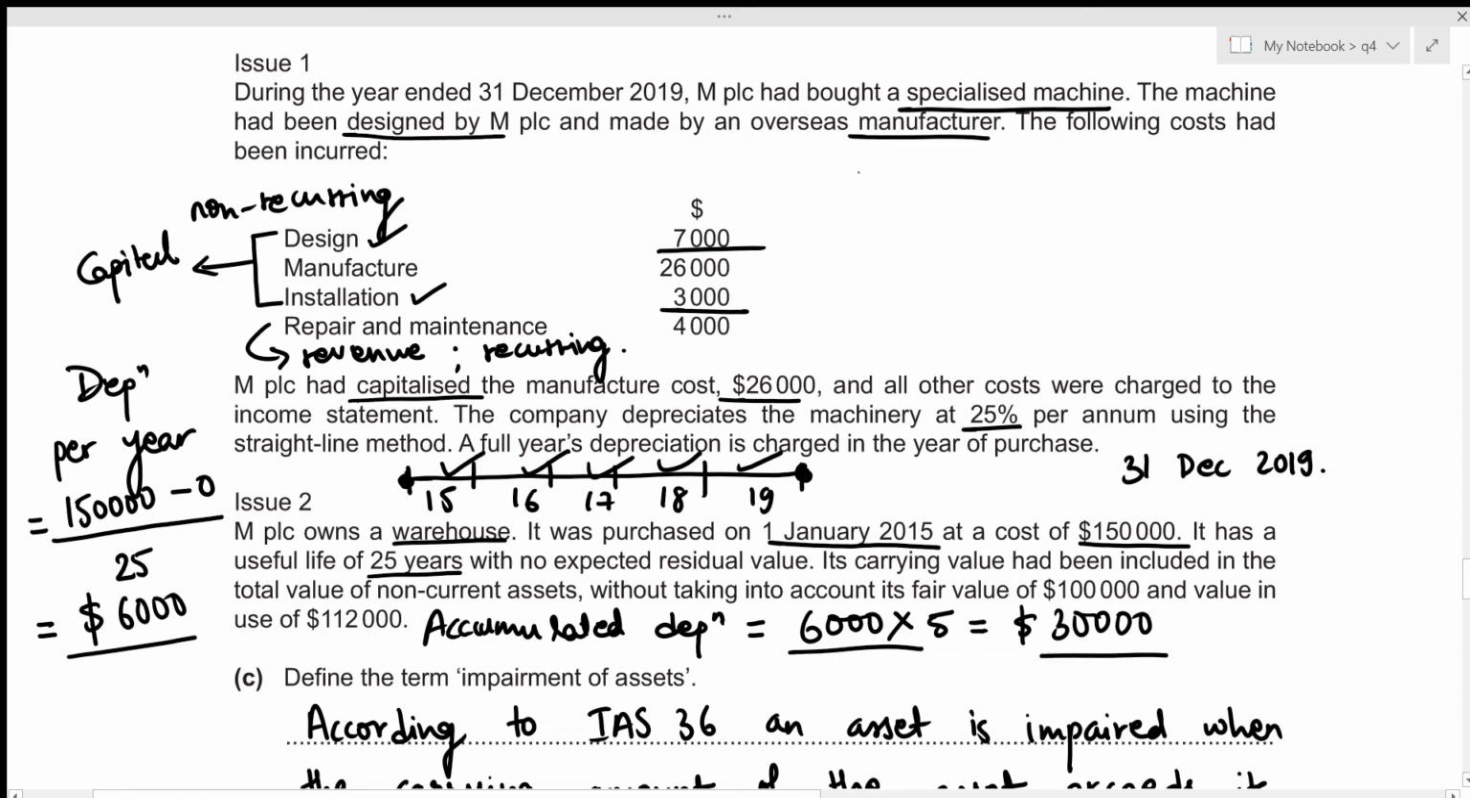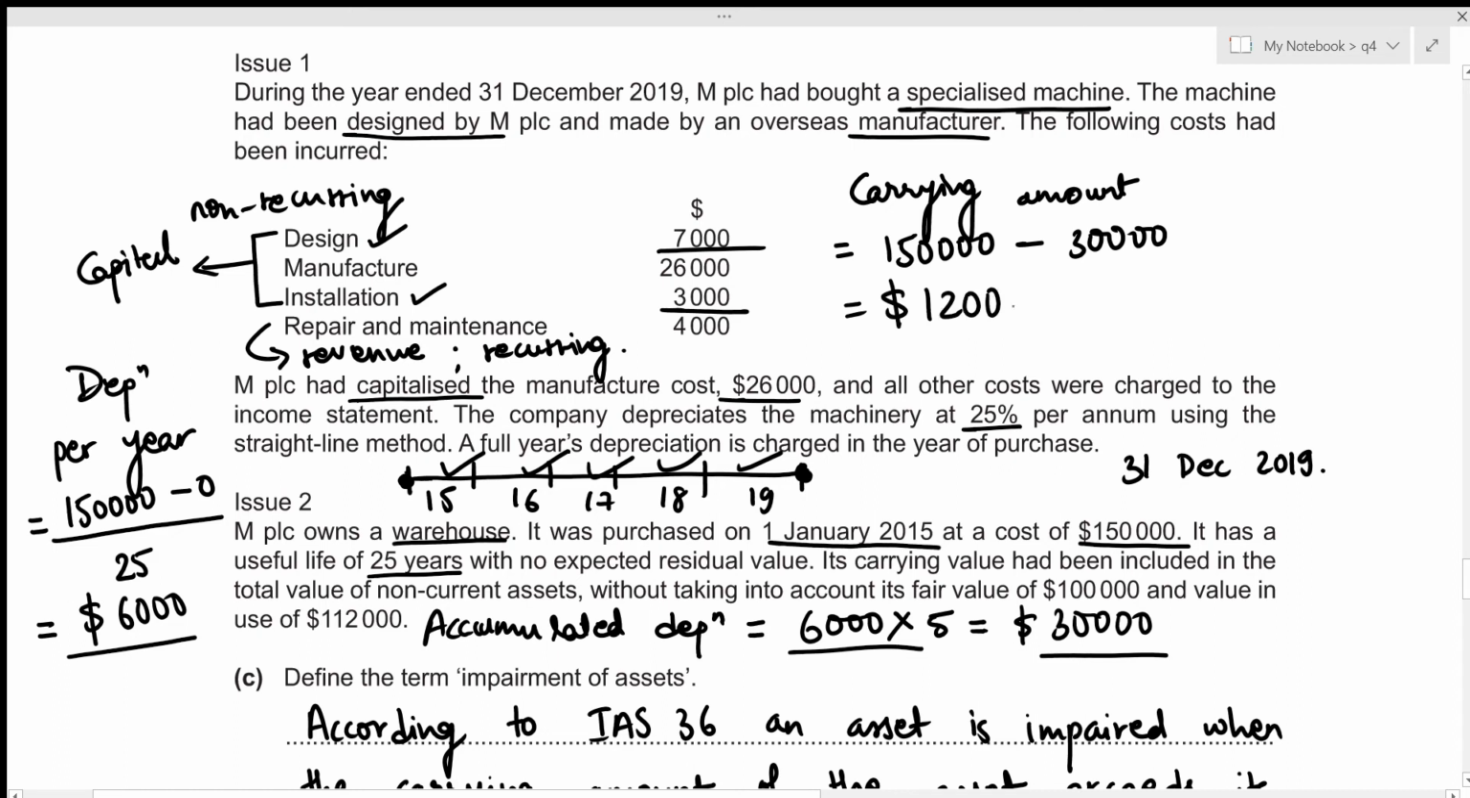Now we can figure out our carrying amount. Carrying amount is just the net book value, which means that we need to subtract our accumulated depreciation from the cost. We have the cost of 150,000 and our accumulated depreciation of 30,000, which gives the carrying amount a value of 120,000. Okay, and its carrying value had been included in the total value of non-current assets without taking into account its fair value of 100,000 and value in use of 112,000.